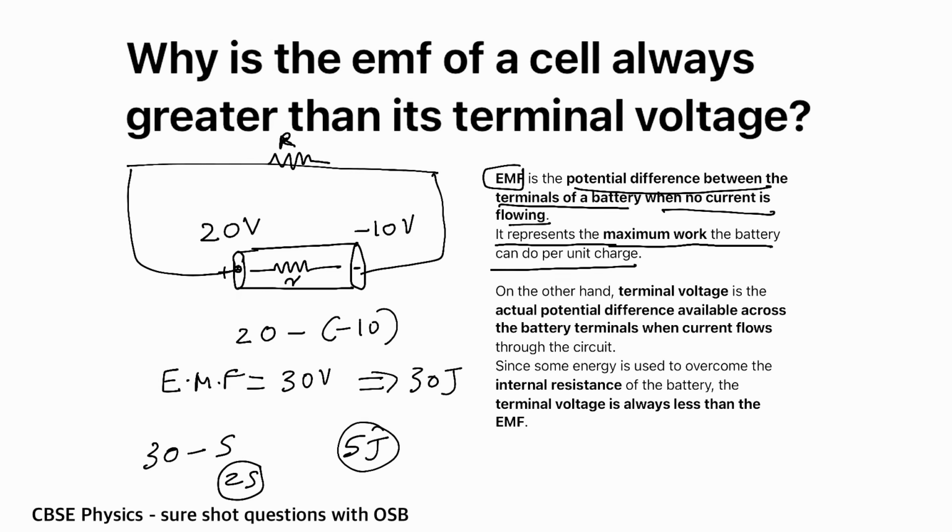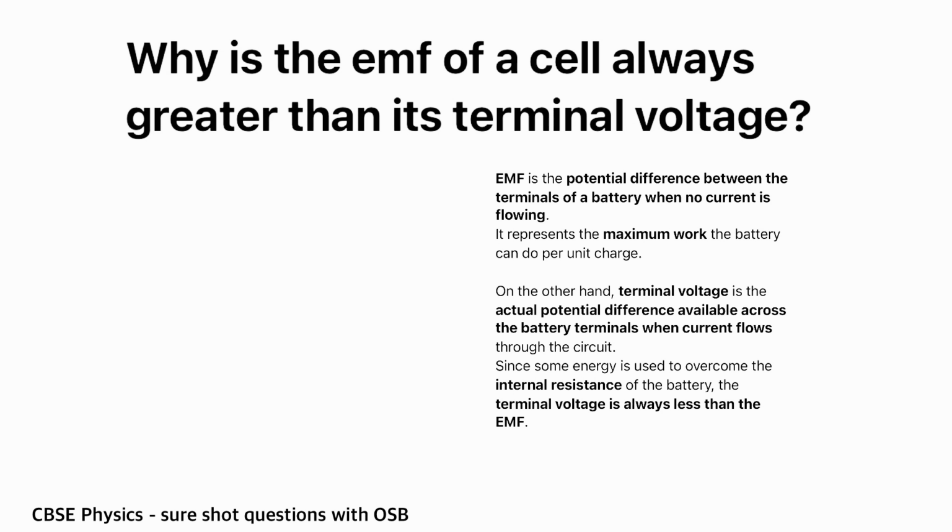Clear, right? I explained this much to get a clear idea about EMF and terminal voltage. For this particular question, no need to write this much. You can just write the paragraph seen on the screen. So 30 joule is the EMF here and 25 joule is the terminal voltage. 30 joule is the maximum work which can be done by a battery, but only 25 joule is available outside when current flows through it. So 25 is the terminal voltage. Clear, right? For this particular question, this is what you are supposed to write.